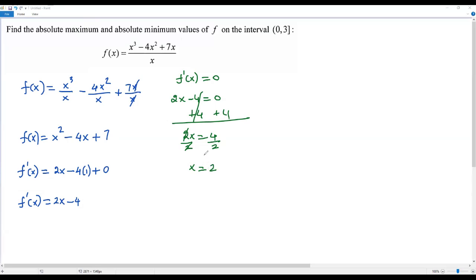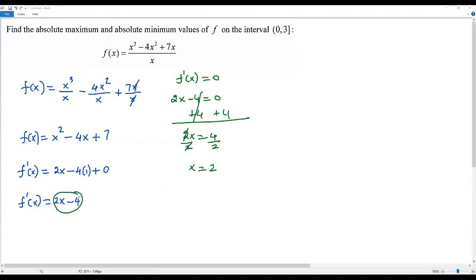And also, I have to check whether there is any value of x for which this f prime of x becomes undefined. In case there is any value of x for which the first derivative becomes undefined, that value of x also should be considered as a critical number, and also that value of x should be in the given domain. So here I got a critical number 2, but now I'm just checking whether there is any value of x for which f prime of x becomes undefined.